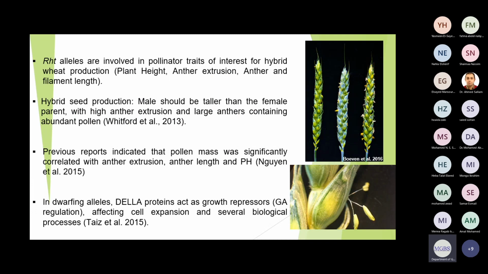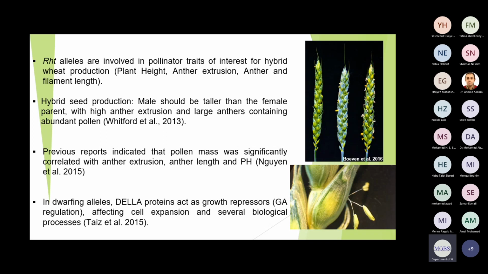So to sum up, these first results show that there is an important response of RHT alleles in pollinator traits that are of interest for hybrid wheat production, like plant height, anther extrusion, anther length, and also spike length and spikelets per spike. As an ideotype, the breeders suggest that the male parents should be taller than the females, show high anther extrusion, and contain large anthers with abundant pollen. This is because there are strong correlations between the pollen mass and the anther extrusion, and also anther length and plant height.